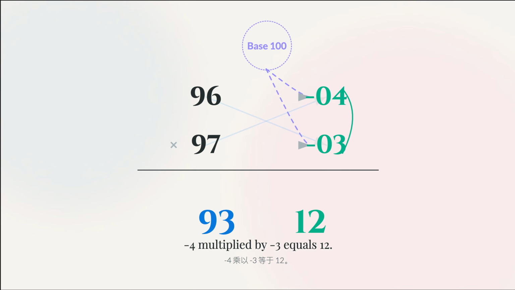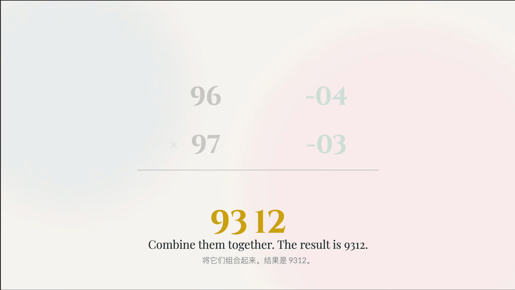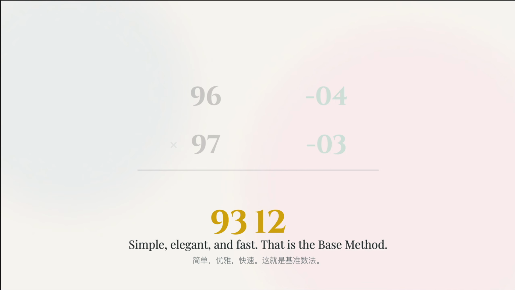Minus 4 multiplied by minus 3 equals 12. Combine them together. The result is 9,312. Simple, elegant, and fast. That is the base method.